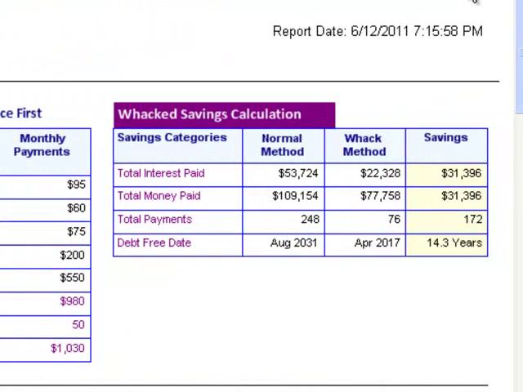Next, let's look at the WAC savings calculation section. In this section, you'll see your projected amounts at a glance, just how much interest payment and time can be saved by faithfully following your WAC plan. In our example, we save over $31,000 in interest costs. That's 172 fewer payments we will make to our creditors, which means we will be debt-free almost 14 years sooner than what our creditors had planned. Now, that's what I call whacking some debt.